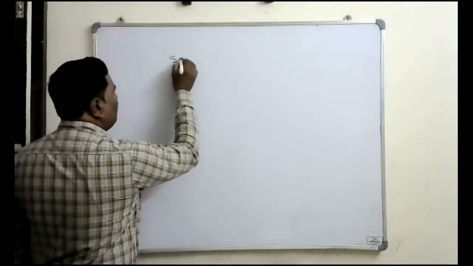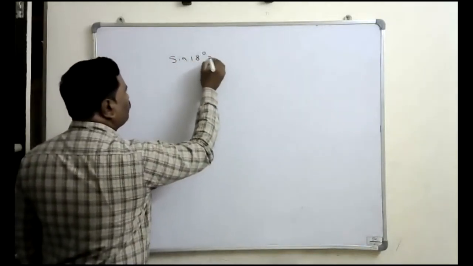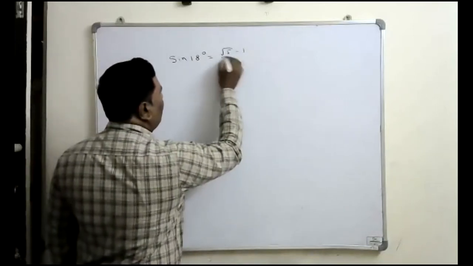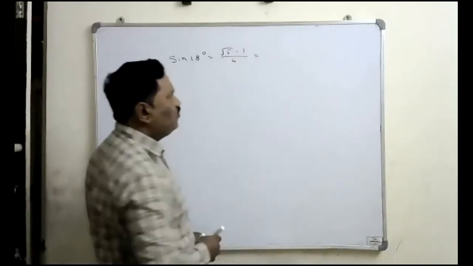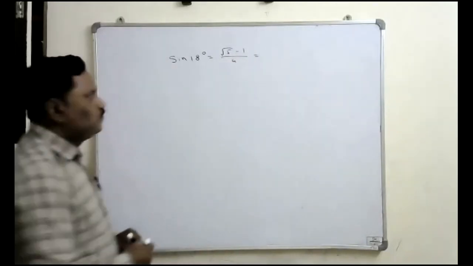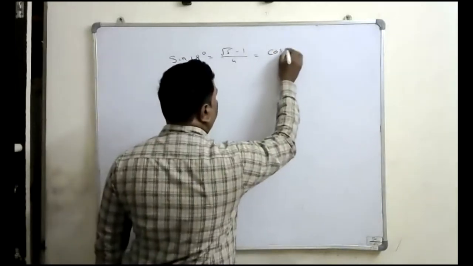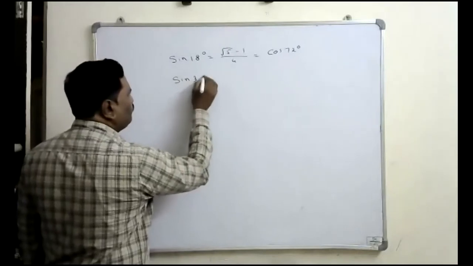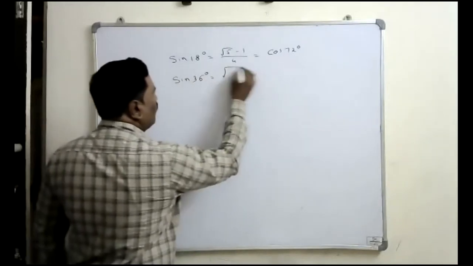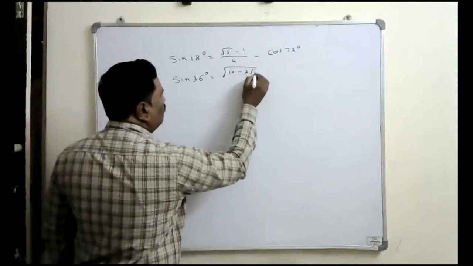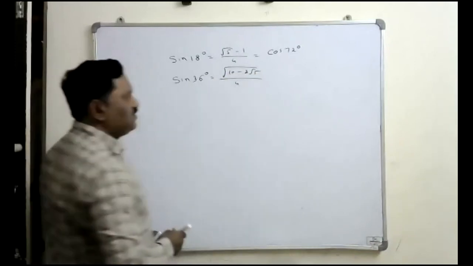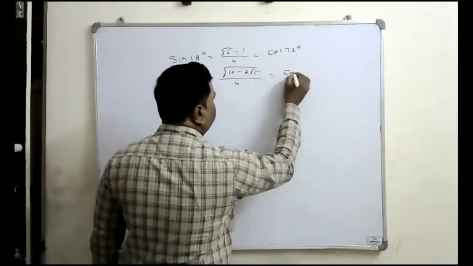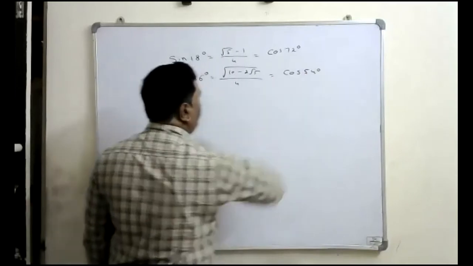What is the value of sin 18 degree? Root 5 minus 1 by 4. This is also equivalent to cos 72 degree. Then what is the value of sin 36 degree? Under root 10 minus 2 root 5 by 4. This is also equivalent to cos 54 degree.